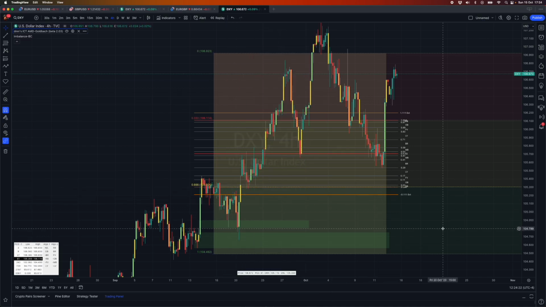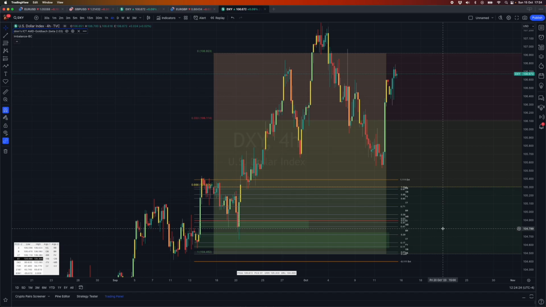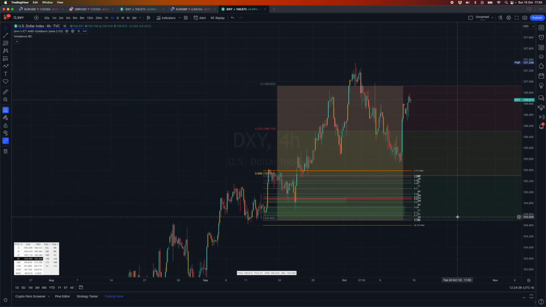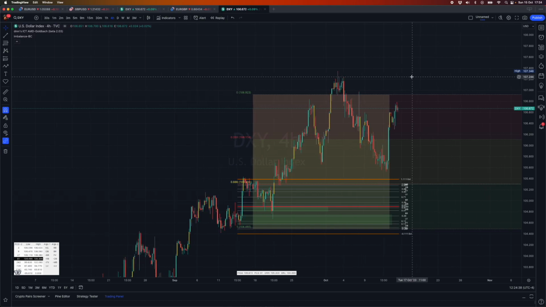Where do we want to trade according to ICT principles? If we're looking for longs, we want to retrace into a discount. If we're looking for shorts, we want to short from the premium. So I hope that makes sense. Now, there's a lot more to that.